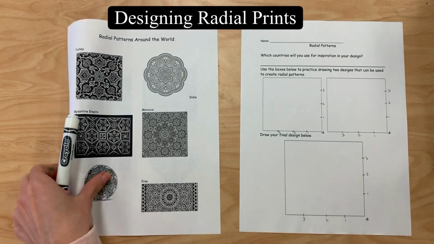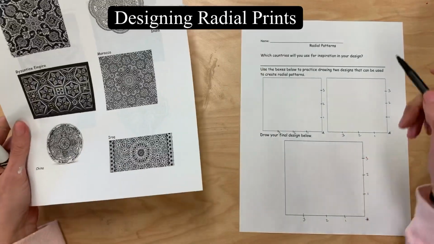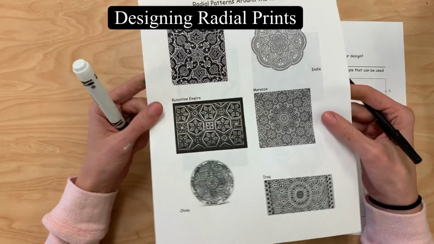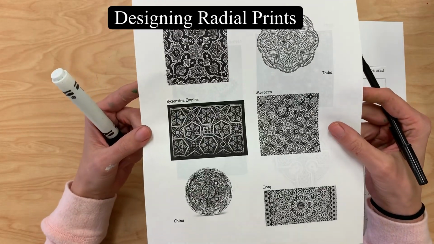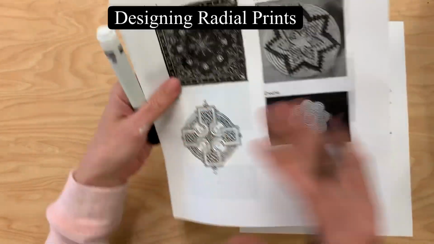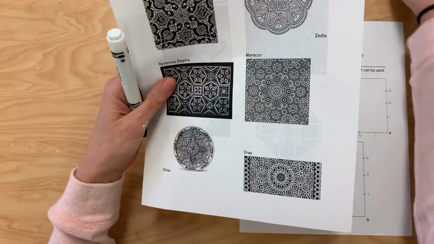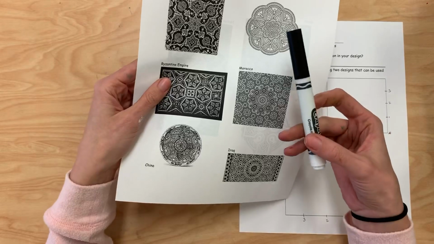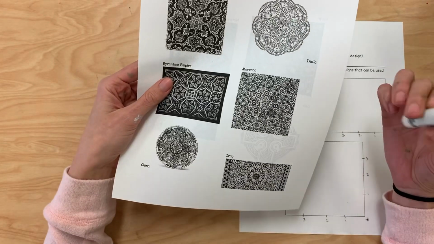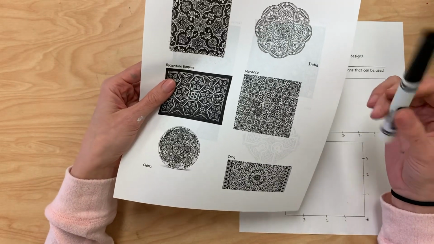All right, to begin making my radial print, I first have to come up with a design. So here we've got our radial patterns from around the world, and I'm just going to look at them and decide what I like. And for this project, I'm going to be using a pen, or a marker I should say, and you guys will be using pencils just in case you make mistakes.